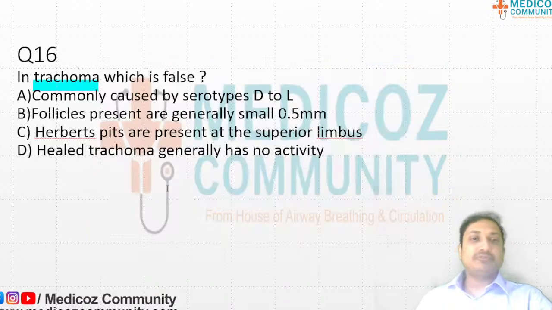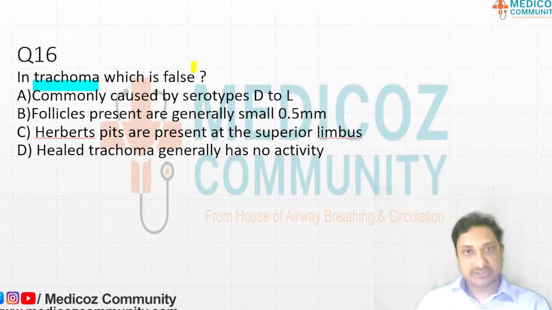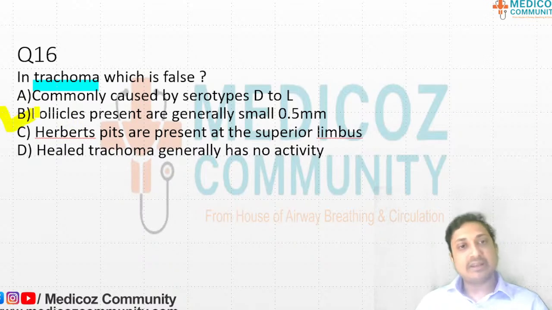So coming back to the question first. What was our question? In trachoma, what is false? So it is caused by serotypes D to L. Yes, this is true. Follicles are present, generally small? No. So this is the answer. Follicles are larger. Herbert pits are present at the superior limbus. This is true. Healed trachoma generally has no activity. Yes, this is also true. So our answer is B. Okay.